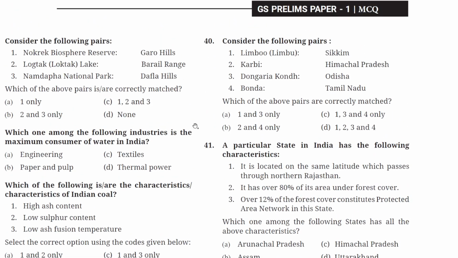Question number 40. Consider the following tribes and their states. Limbu in Sikkim, true. Karbi in Himachal Pradesh, no, it is in Meghalaya. Dongaria Kondh in Odisha, true. Bonda in Tamil Nadu, no, in Odisha. So answer is 1 and 3 only. Answer is A.